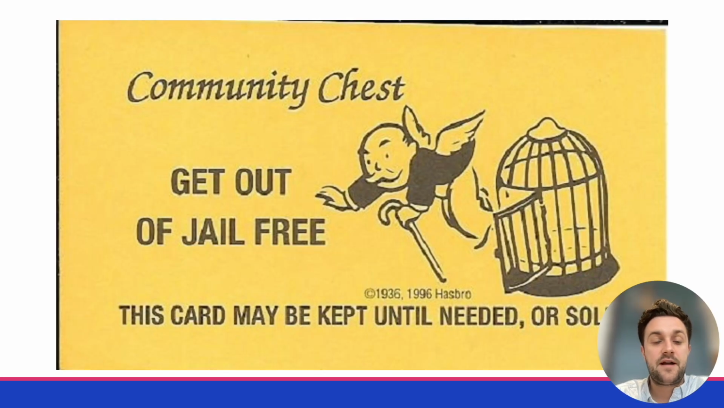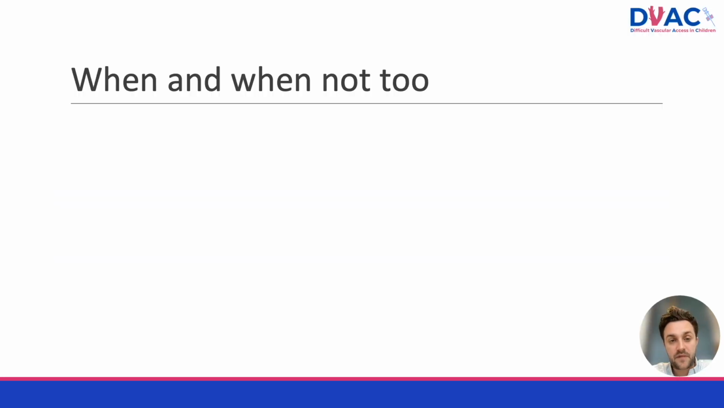So ultrasound-guided IV access is a get-out-of-jail-free card, okay, in adults. 1 in 3 inpatients in the hospital are regarded as difficult IV access. Obviously children with much smaller veins tend to be a lot harder as well, so the number for that could be even higher. So when should we do ultrasound-guided IV access and when should we not?